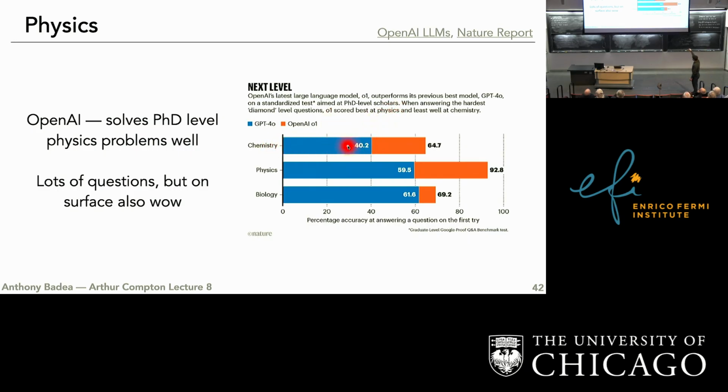And so this is their previous model where it got like 40%, 60%, and 60% on chemistry, physics, and biology. And now it's at something like 65% chemistry. I think they prioritized physics a lot in their design, and they got up to 92%, and then 70% for biology. Now, of course, the question that you should be asked is, is this even reasonable?